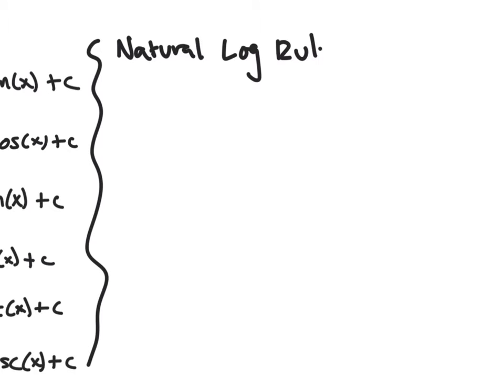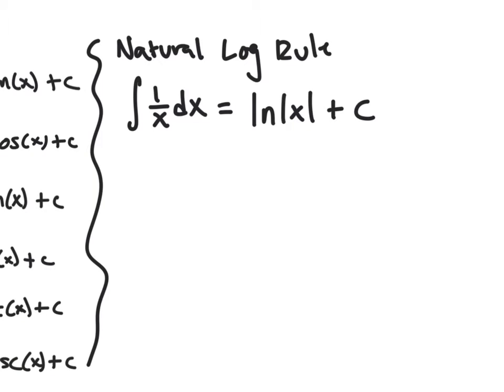If I were to take the integral of 1 over x dx, this is actually going to give me the natural log of the absolute value of x plus c. Now, the main thing that you guys will kind of struggle with is why we have the absolute value of x here. So if we think about this, let's look at f of x equals 1 over x.